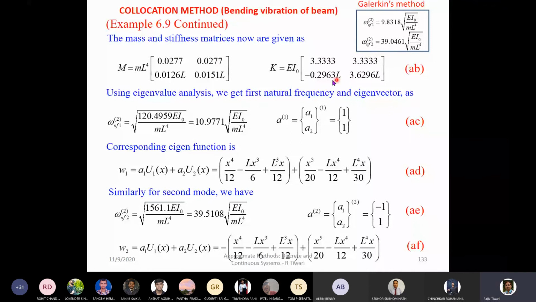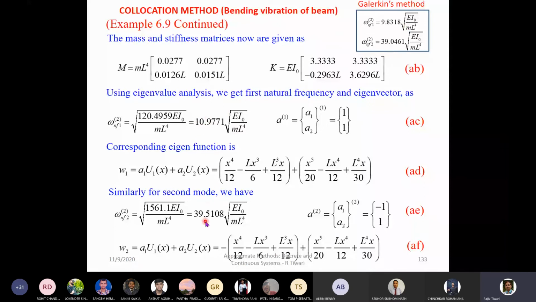This has been solved using MATLAB, and we got the first natural frequency. Now you can see earlier when we took only a single function, we got 11 something, but the actual value is 9.8 using the Galerkin method. When we took two terms, then it is coming 10.9. So it's coming closer to this, but still away from that.